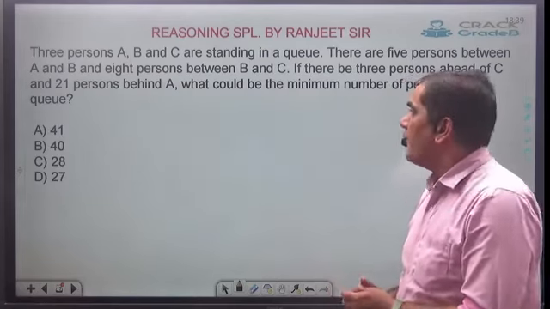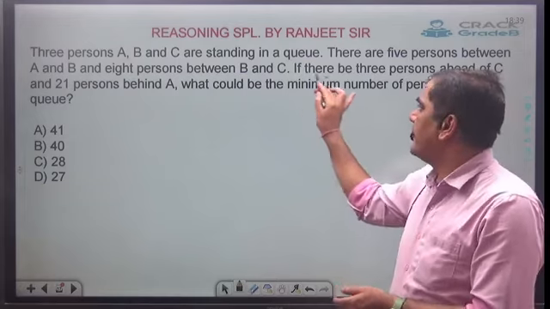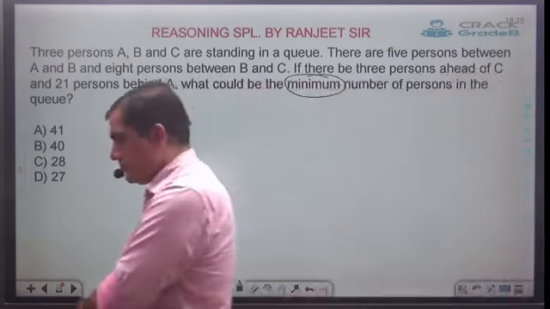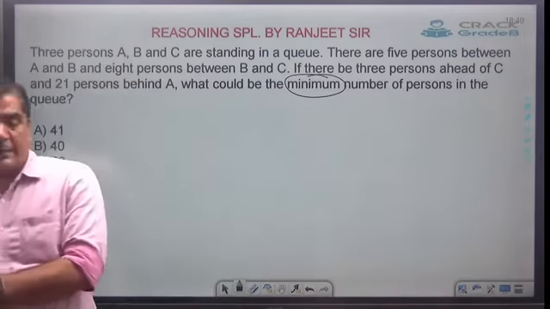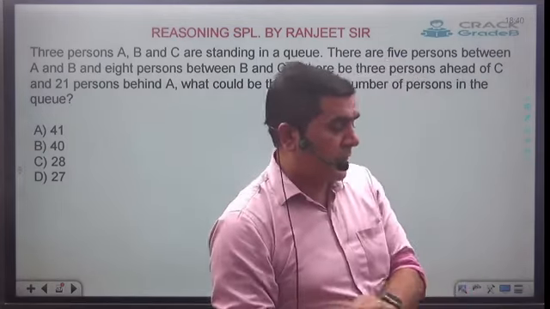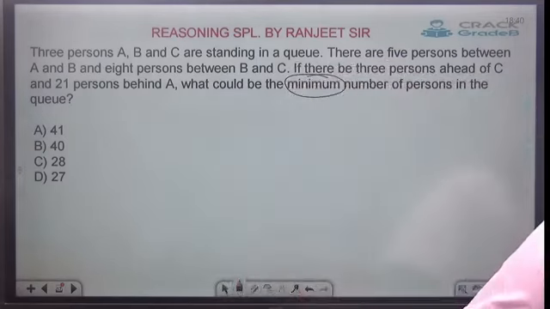The question is, what could be the minimum number? Here they have given minimum number. How to get the answer for this one? See, minimum, maximum we have already seen for 2 persons only. But here they have given for 3 persons. How to go for minimum or maximum?